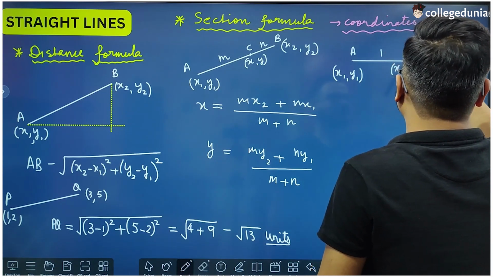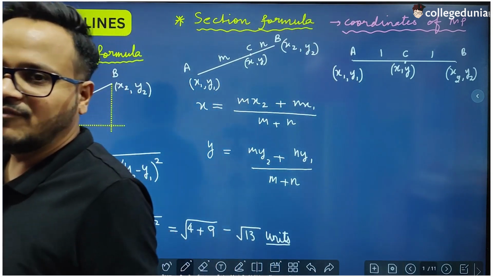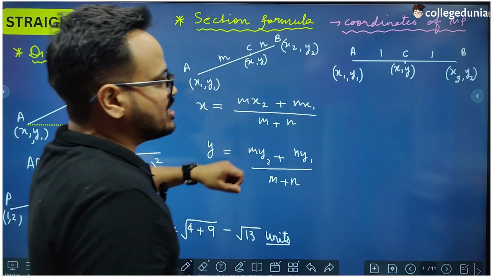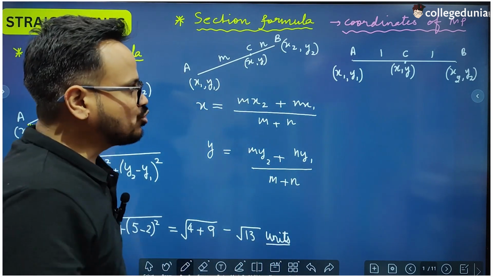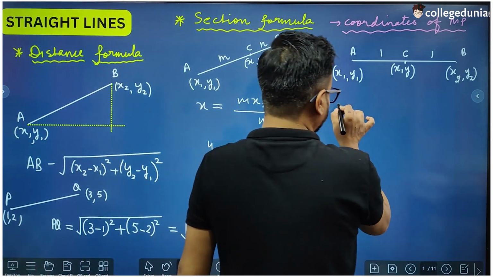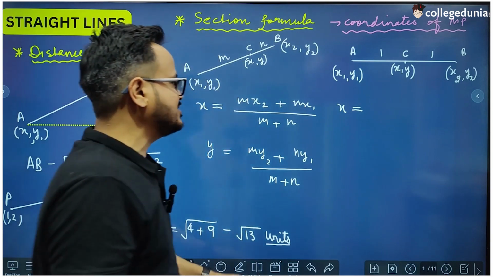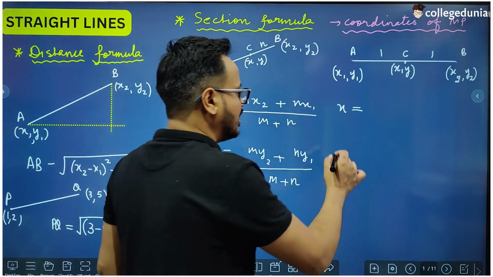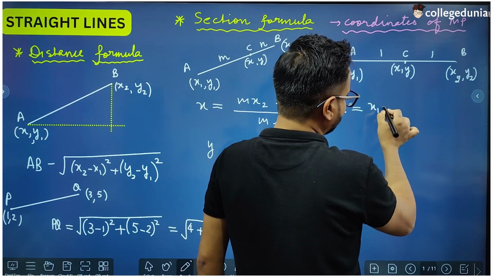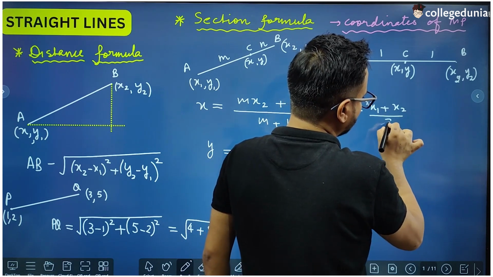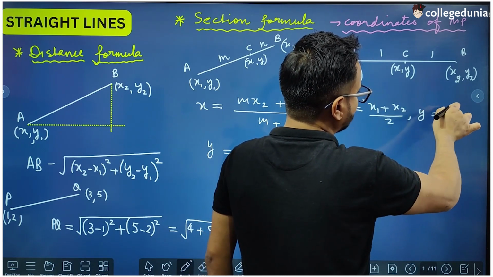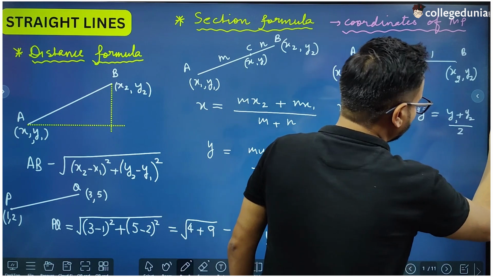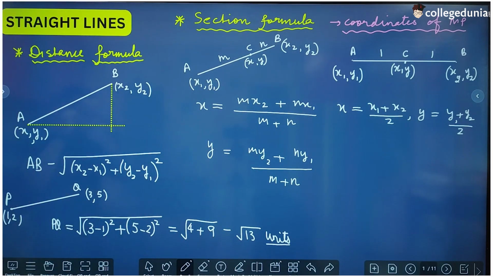So obviously if this is the midpoint of AB, then it will divide AB in the ratio of 1:1, right? So the value of m in this formula is 1 and the value of n is also 1. So if we put these values in this formula, we will get the coordinates of the midpoint as x is 1, this m is 1, then this becomes x1 plus x2 divided by 2. So the coordinates of the midpoint are x1 plus x2 divided by 2, and similarly y is y1 plus y2 divided by 2, right?